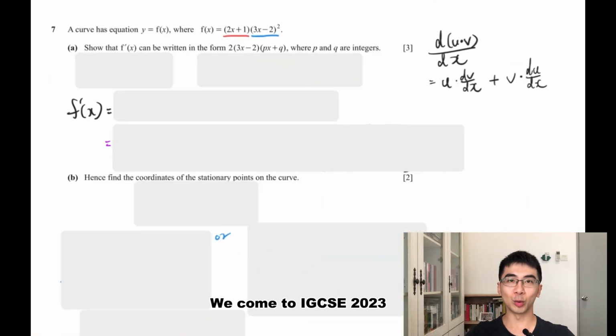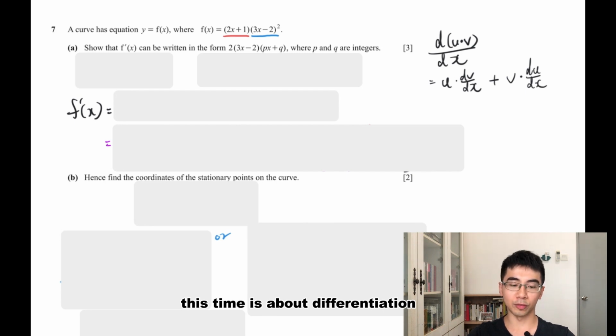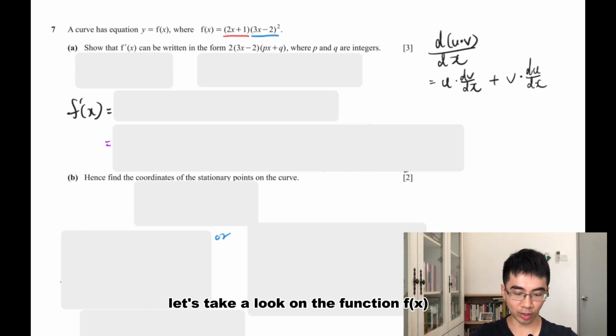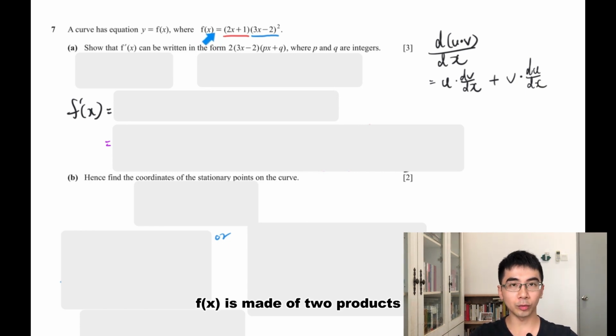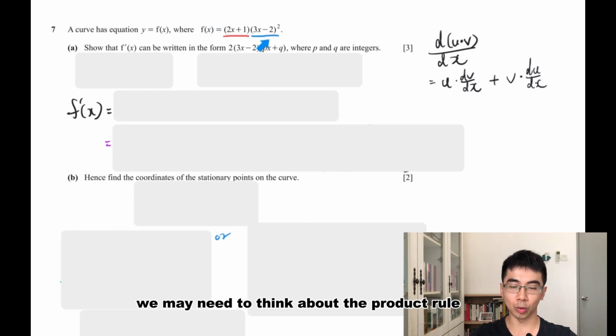So here we come to IGCSE 2023 October and November Additional Mathematics Paper 1 Set 1 question number 7. So this term is about differentiation, so we need to differentiate it. But before that, let's take a look at the function f of x. Here it's made of two products, the red one and the blue one. So maybe we need to think about the product rule I just wrote here.